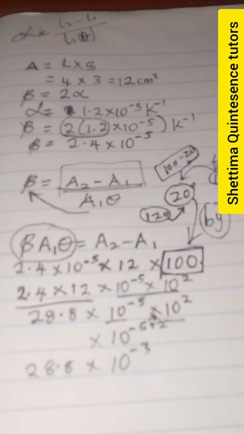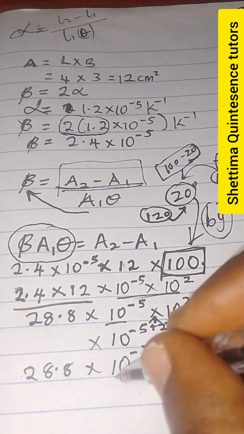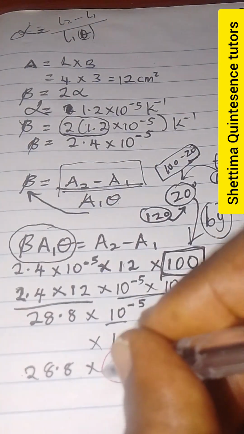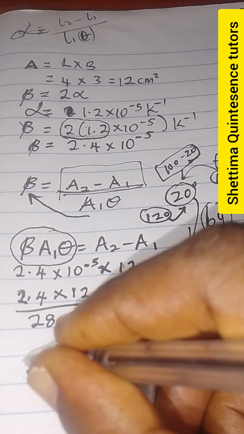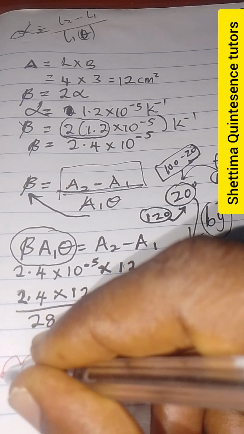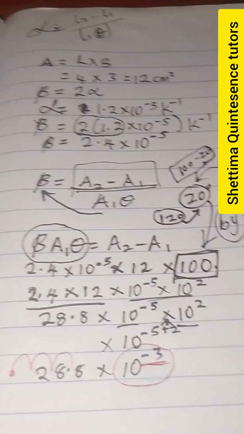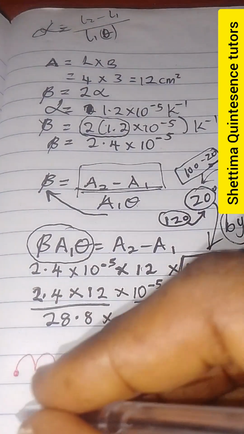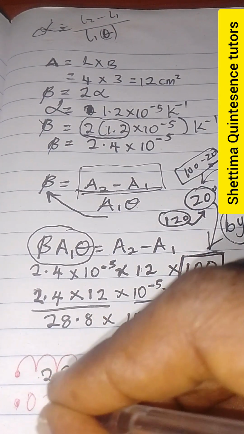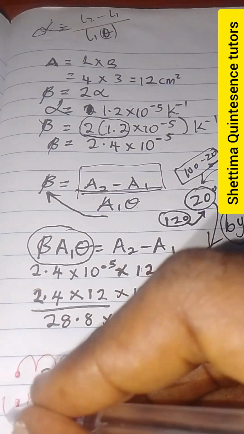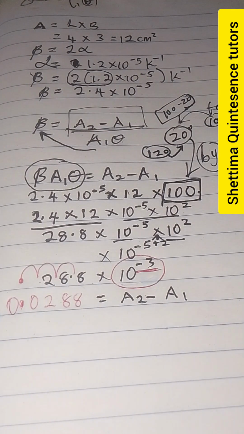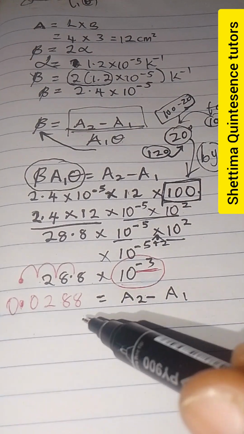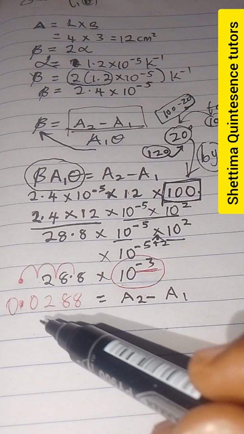Minus 3 means moving the decimal point backward 3 times: 1, 2, 3. So this is the new position of the point. You're going to get 0.0288. So after all the calculations, we found that our answer is 0.0288.